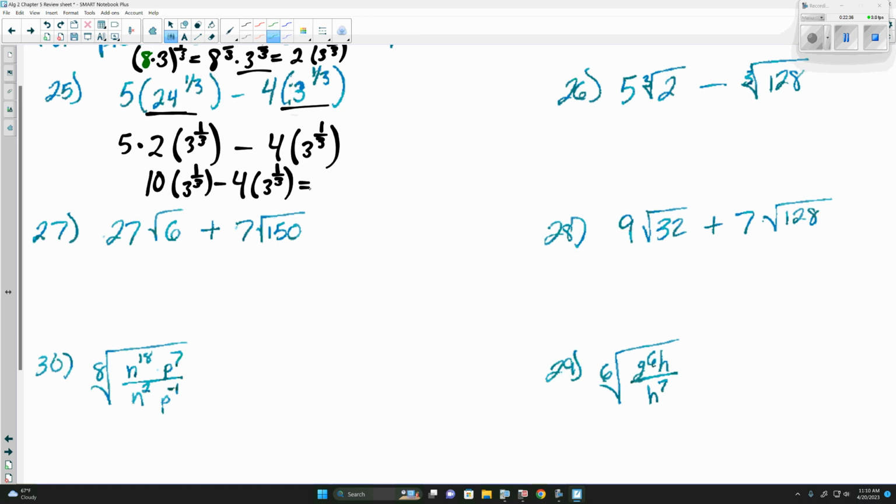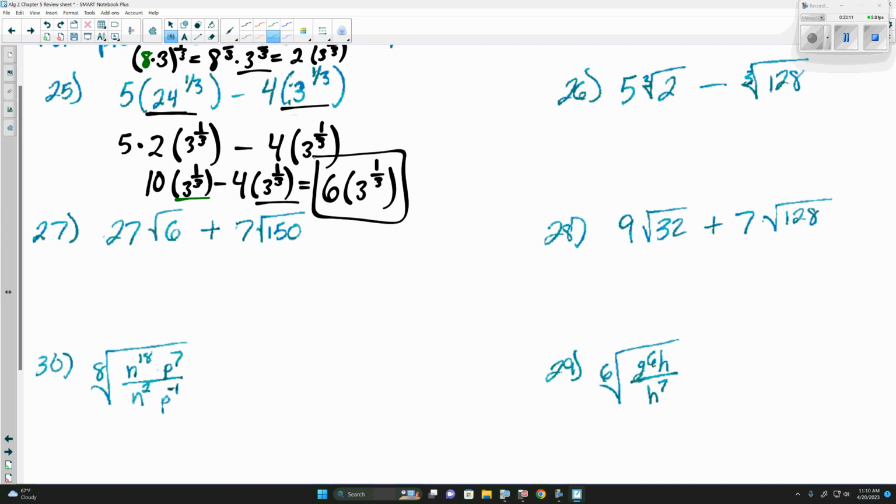So we move the 2 out. Now we have 5 times 2, and 5 times 2 is 10. Now since our numbers here are the same, we can subtract the numbers in front. So 10 minus 4 is 6 times 3 to the 1/3. So this here is our final answer. Any questions on number 25?